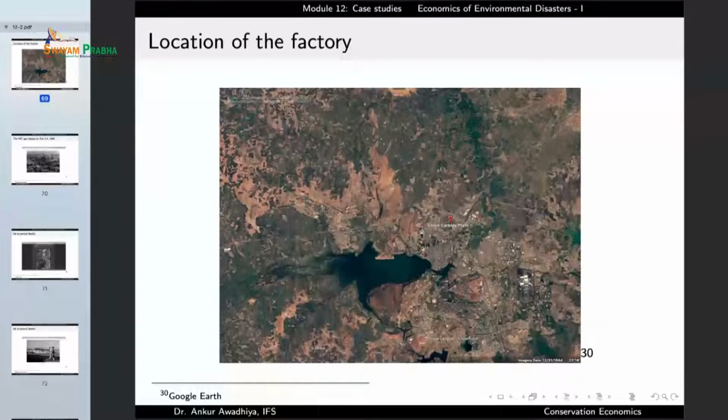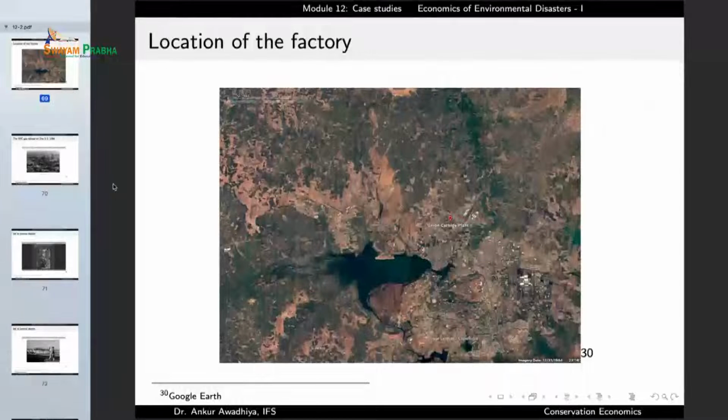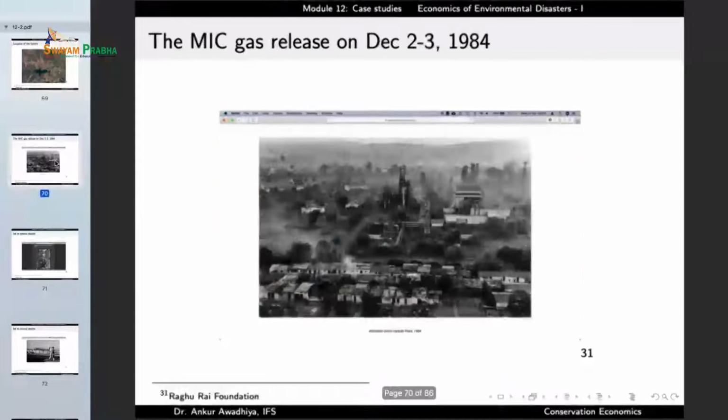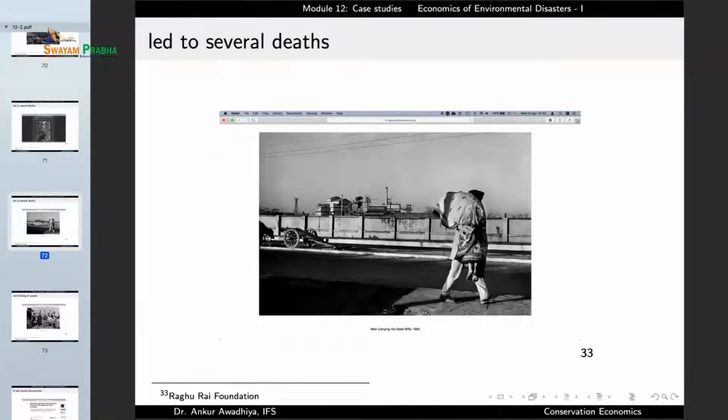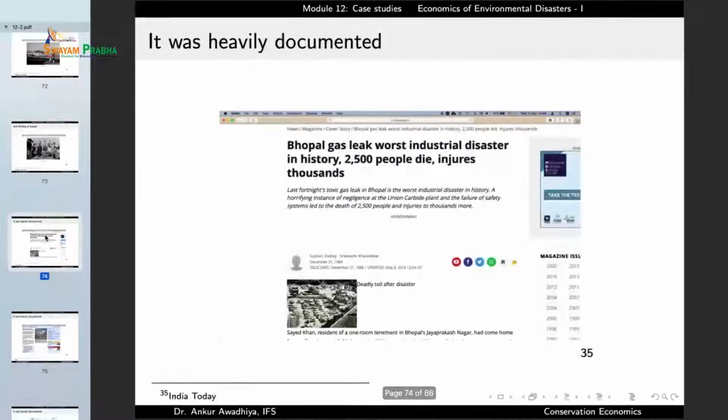Now, it is said that when the plant was set up, the human population nearby was not that large. But then, when the plant was set up and it provided employment opportunities, a number of slums were set up near the plant. So, as we saw, the risk management changes with time. And on the night of December 2 and 3, 1984, the methyl isocyanate gas was released from this plant. It led to a large number of deaths and blinding of people.